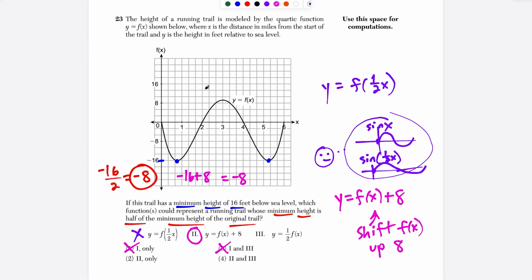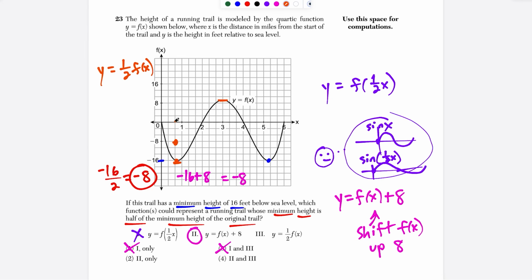But now let's see, is Roman numeral 3 good? For Roman numeral 3, we have y equals 1/2 times f of x. What this is basically doing is taking the function f of x and shrinking it down vertically by a factor of 1/2. So the highest point is going to get cut in half and the lowest point is going to get cut in half as well, which would bring this point at this location up to negative 8.